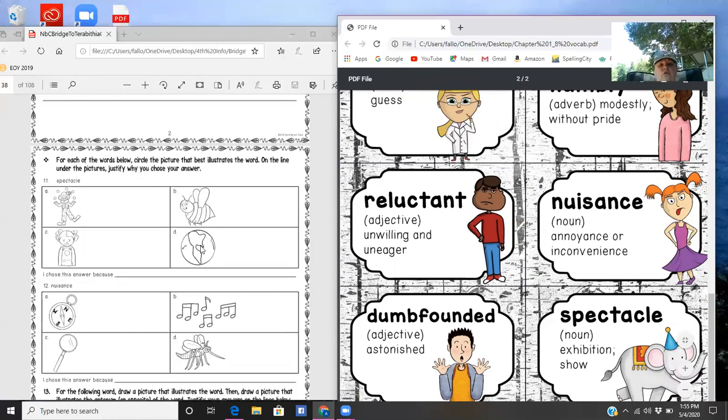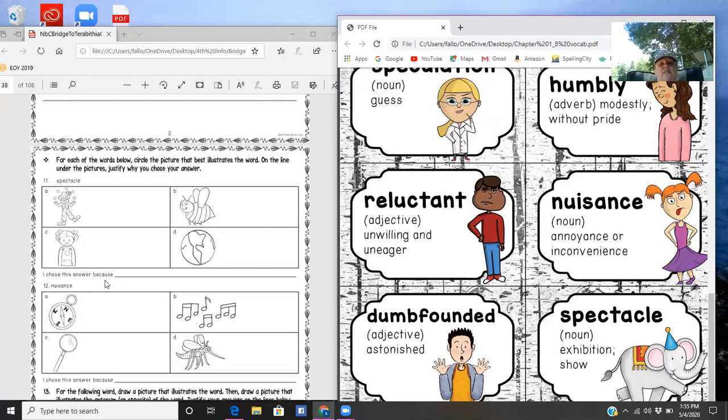Once you have circled the correct picture, on the bottom it says, I chose this answer because. So it's already started the sentence for you. Now you just need to tell us why you chose that answer. I chose this answer because. Finish the sentence.